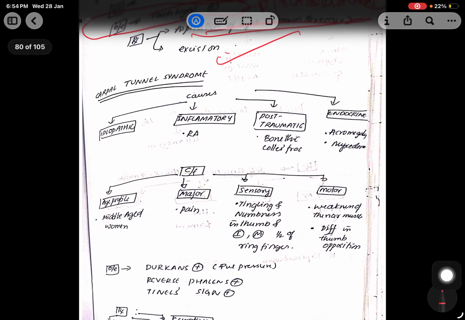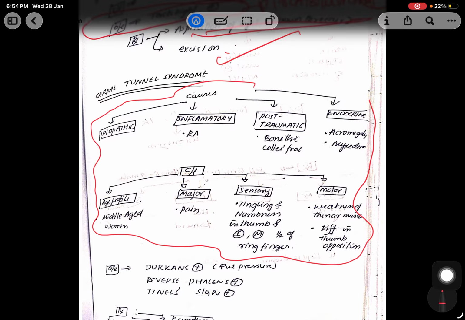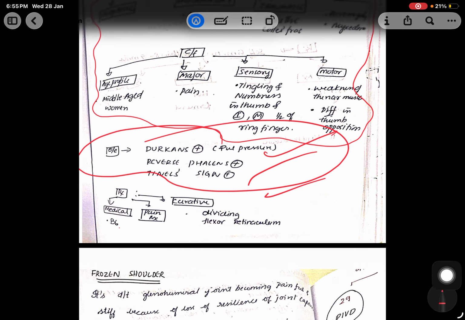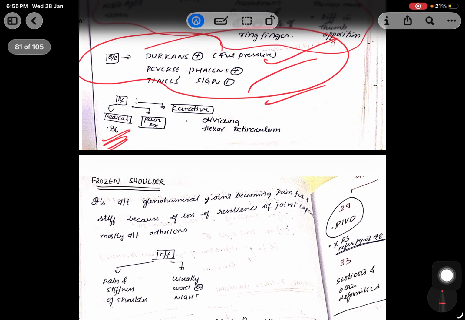Then again, CTS, make sure you write all the causes. So think in such a way where you are getting any deposition. Only in pregnancy, what is the treatment of CTS? Wait till after pregnancy. But in other cases, what do you do? You go for carpal tunnel release. Okay. These are the tests which are positive. I'm sure you know it. Again, you give B6, known to improve the nerve conduction, and this is the major thing.